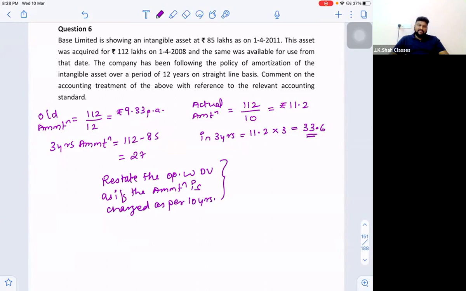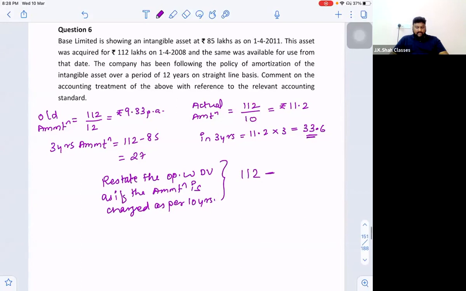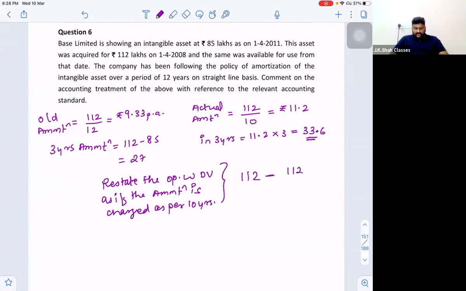Means the actual opening WDV should be how much? Sir, it should be 112 minus 112 divided by 10 into 3. That is 3 years of amortization, which is nothing but 33.6 only. Means it should be 78.4. Correct? So if you show your intangible asset at 78.4, technically the retrospective effect is given.